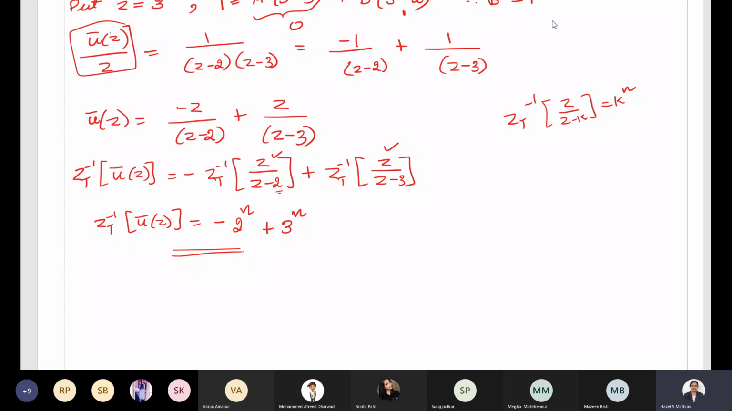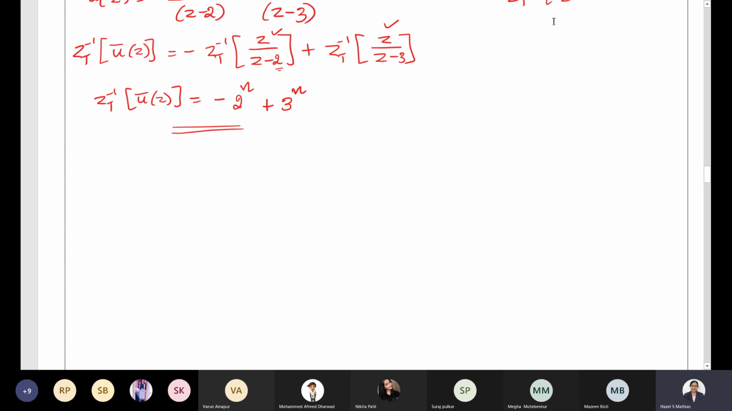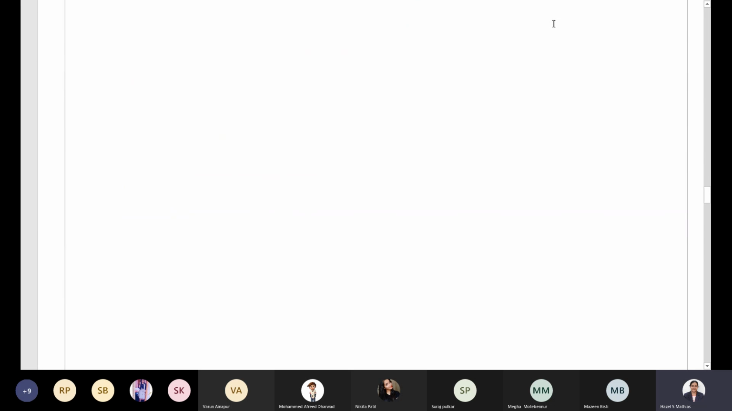So this question also has been repeated in the previous year. Let's solve one more question. Even this has been asked in the previous year. So we need to find the inverse Z transform of Z divided by Z square plus 7Z plus 10. Okay, we need to find the inverse Z transform of this.